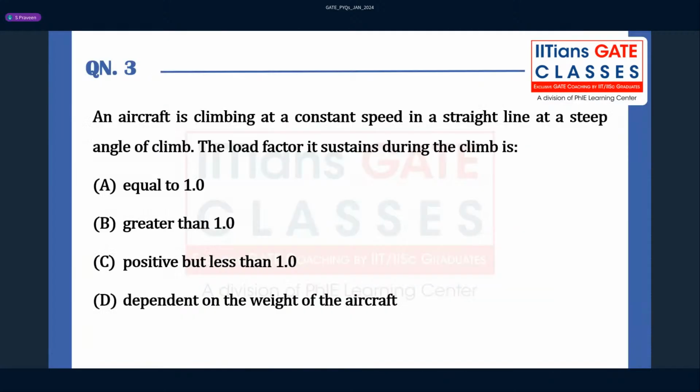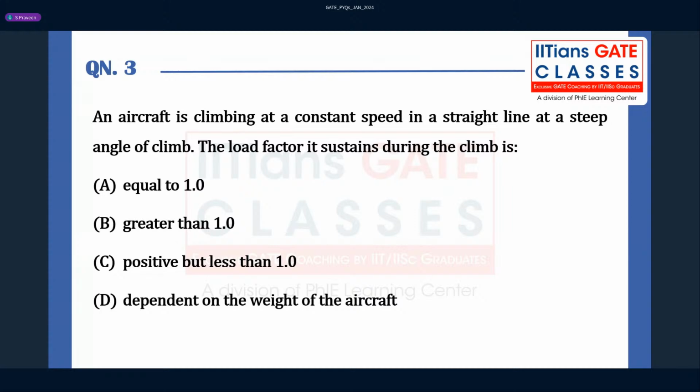So, this is the first question. An aircraft is climbing at a constant speed in a straight line at a steep angle of climb. The load factor it sustains during the climb is: equal to 1, greater than 1, positive but less than 1, or dependent on the weight of the aircraft. Okay, so let's see how to do this.